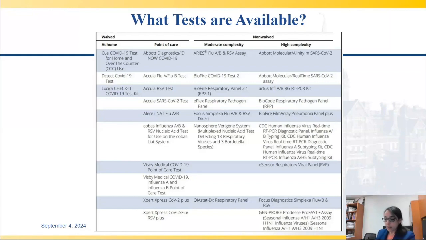Moderate complexity testing, those we see as the majority of the extended respiratory panels, like the panel that Kaisha just presented, and the panel we are also using in our lab. Those are considered moderate complexity testing. And then there are also high complexity testing options that include either manual or fully automated options.